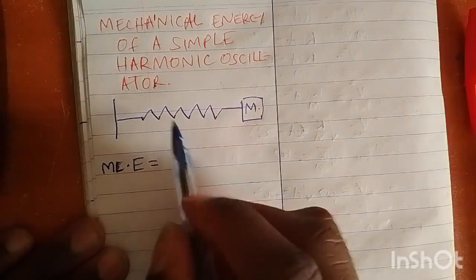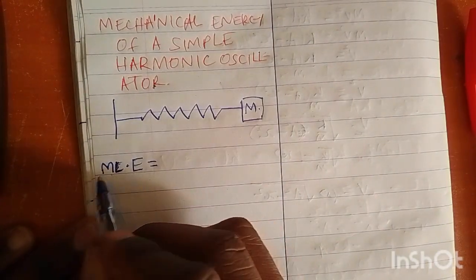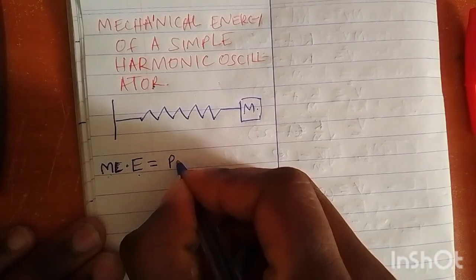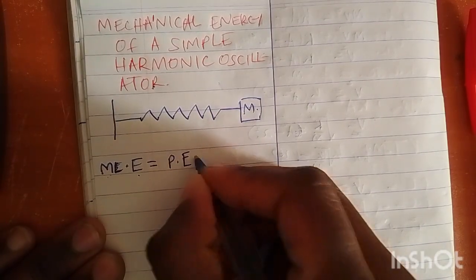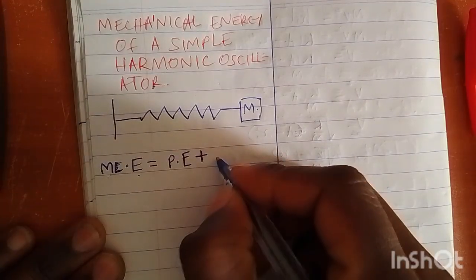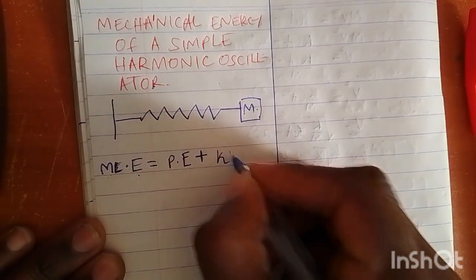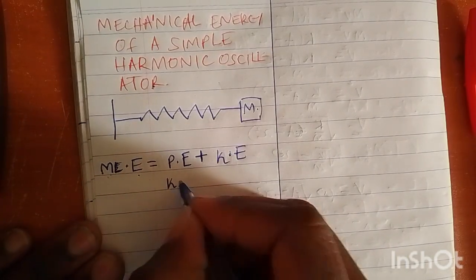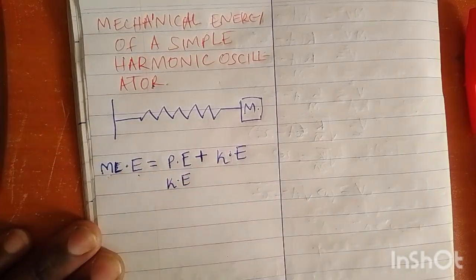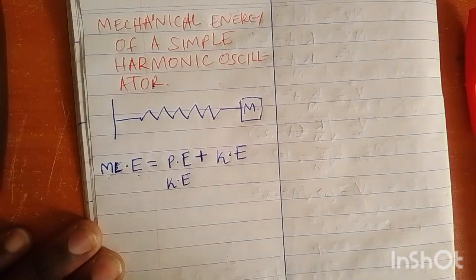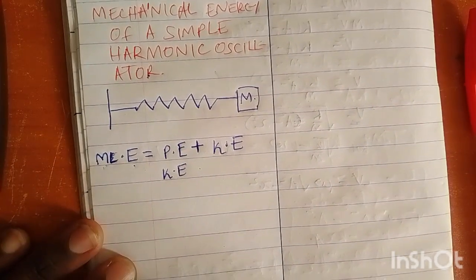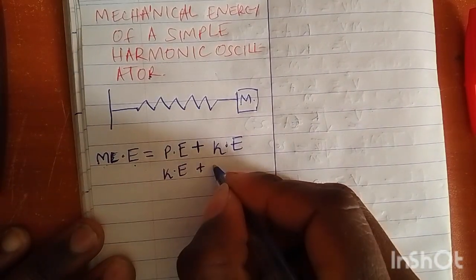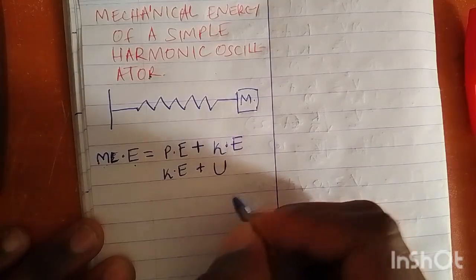In this case, for a mass spring system, the mechanical energy is given by potential energy plus kinetic energy. Kinetic energy is simply the energy possessed by a body in motion. Potential energy is the energy possessed by a body due to its relative position. In this case it is denoted by the symbol U.